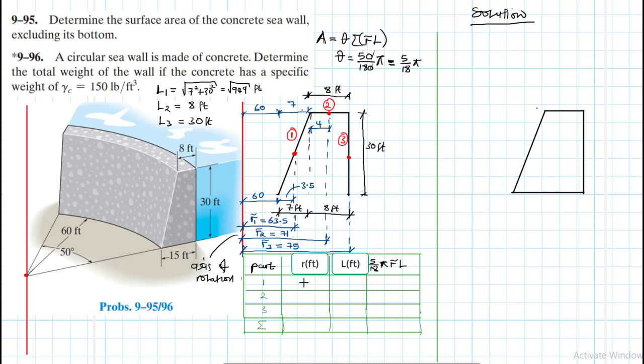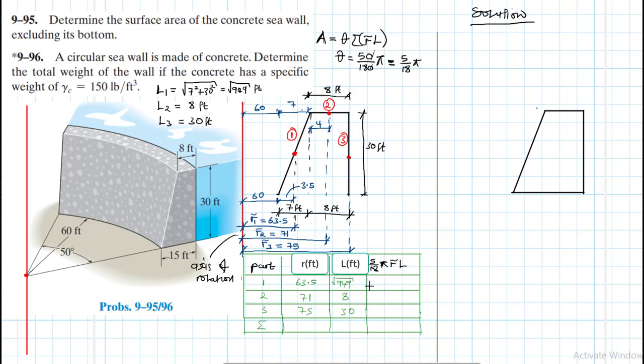For R1, we said R1 is 63.5, R2 is 71, R3 is 75. The length L1 we said is just root of 949, and then for part 2 we said is 8, part 3 is 30. And then we multiply 5 pi over 18, which is theta, the angle of revolution, which is 50 degrees rather, times the centroid location, which is perpendicular to the axis of rotation, then times the length.